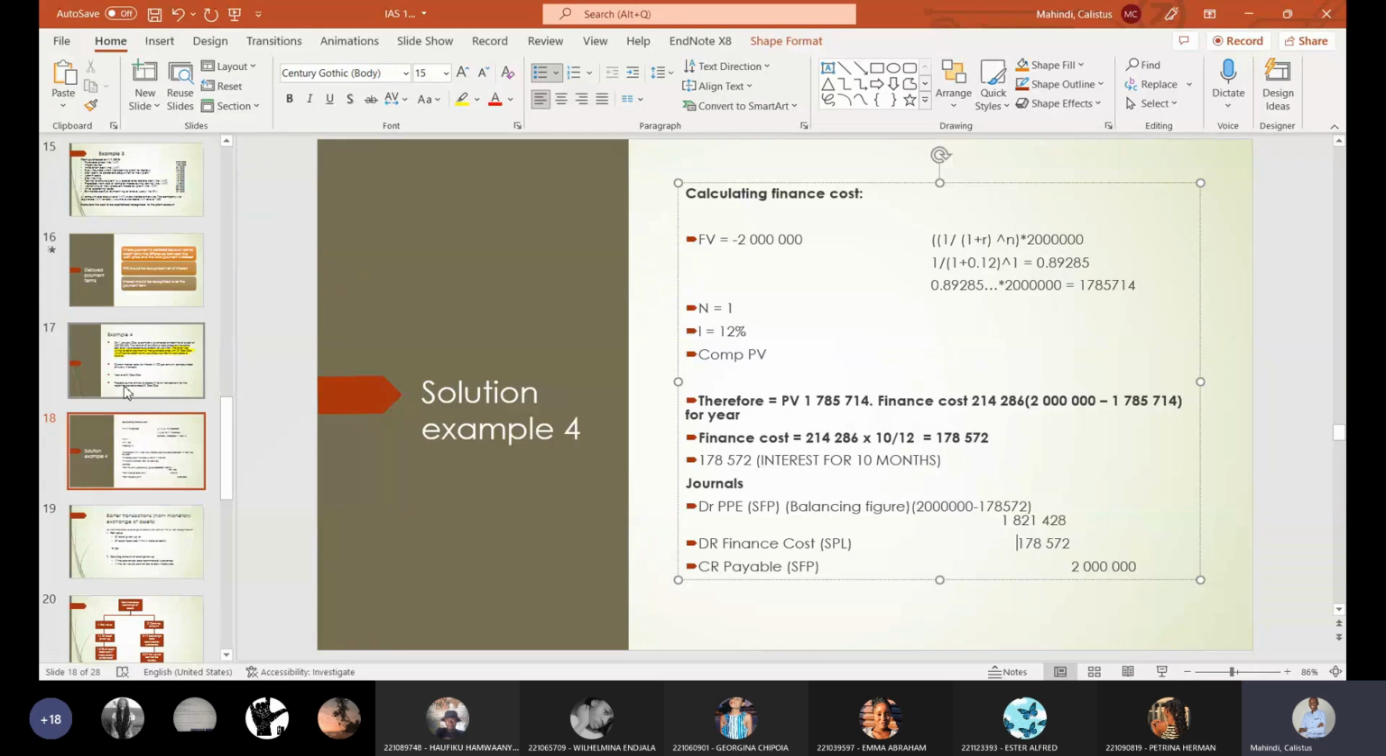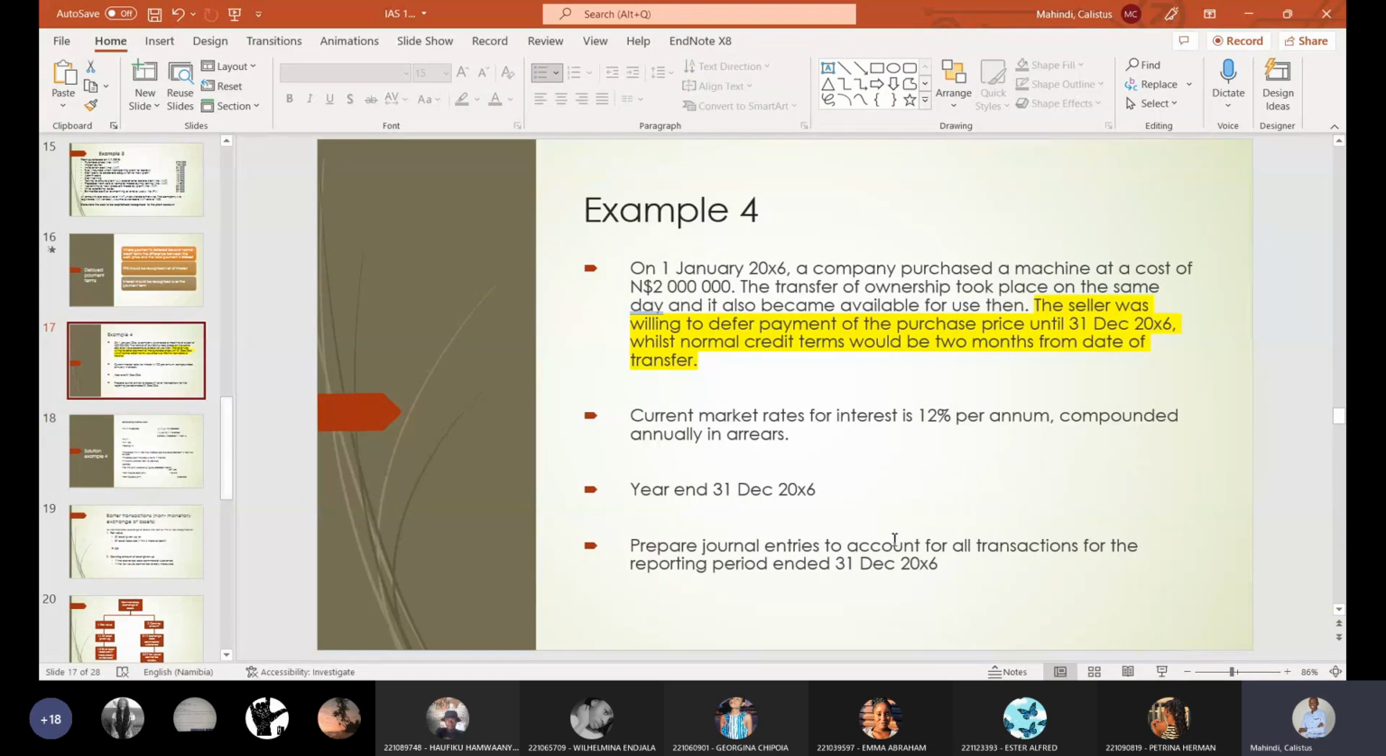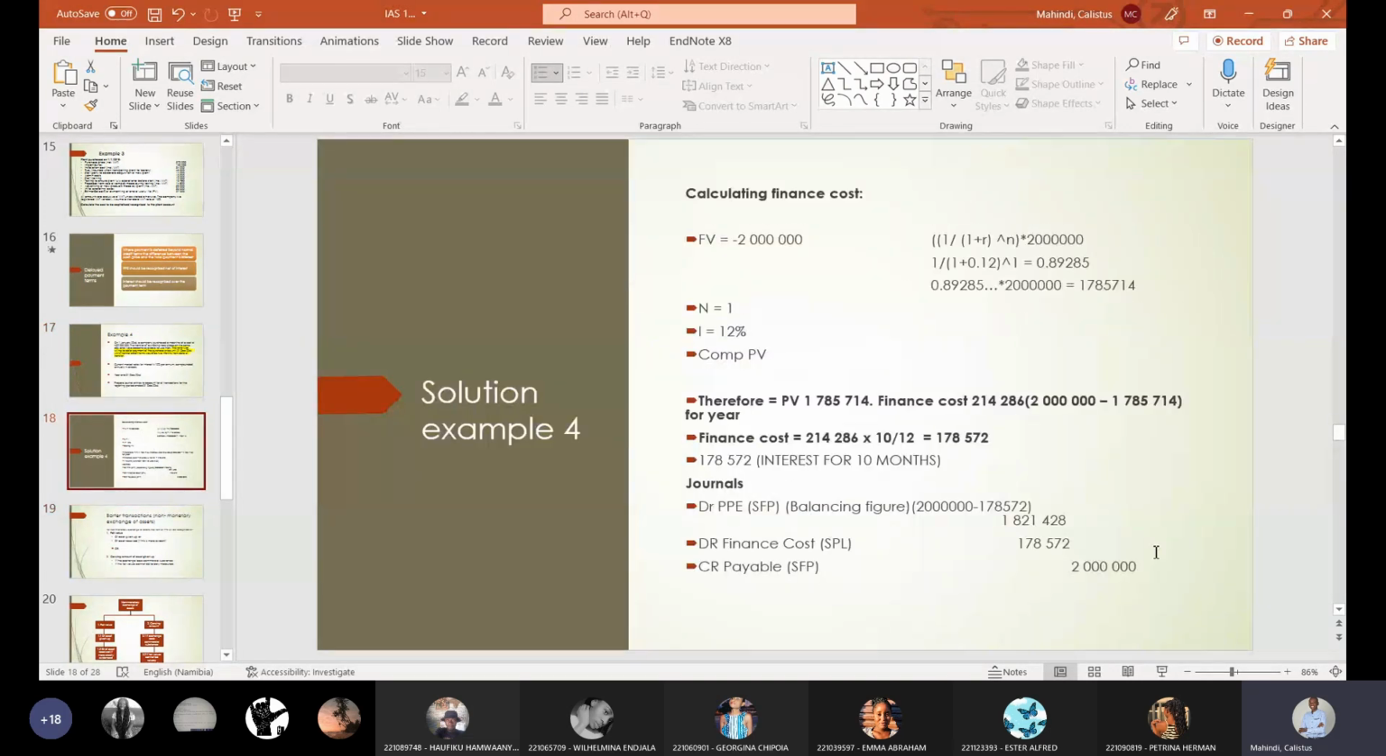The question didn't just ask us to calculate. The question asked us to prepare the journal entries to account for all transactions. Now, the easiest thing to do when you are doing this question, prepare the journal entry first. Okay? And which part of the journal entry? Prepare the credit part first, the 2 million. You know that that 2 million has to be credited. All right, so just credit your payable, and then you'll put the figures of the value of the PPE and the value of the interest later on after you've calculated it. But at least you can get your mark already for crediting your payable.